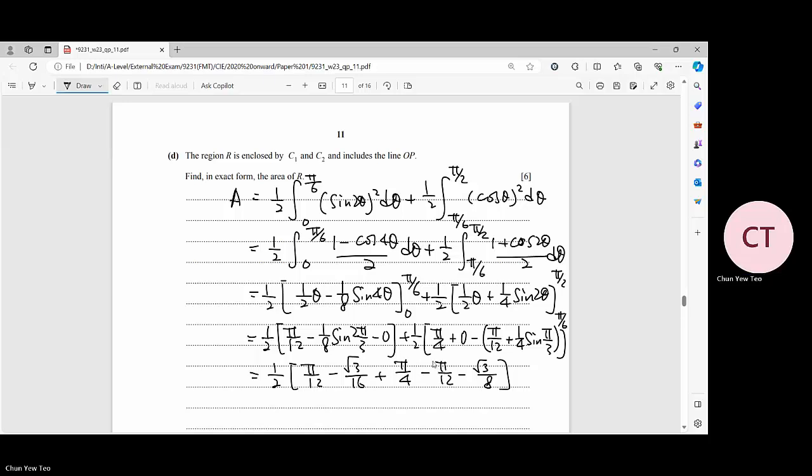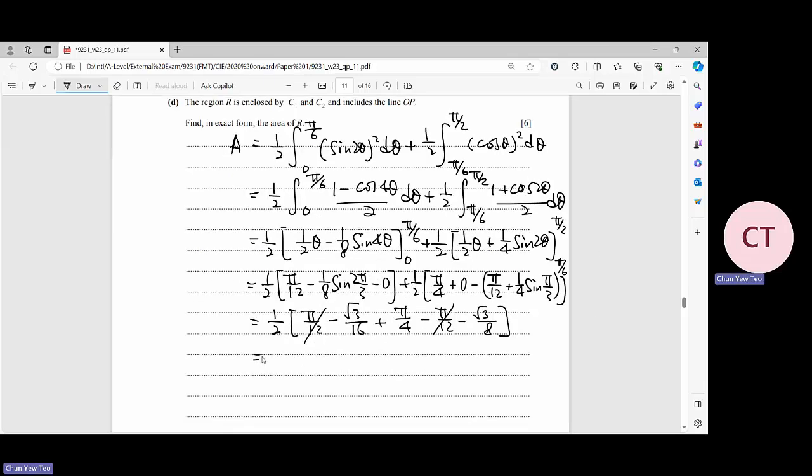Okay, so you can see that the pi over 12 and pi over 12 can be cancelled off. Then the remaining one, just simplify. You get pi over 8 minus 3 root 3 over 32. Done. That will be the answer for question number 5D. Just like that. Done.